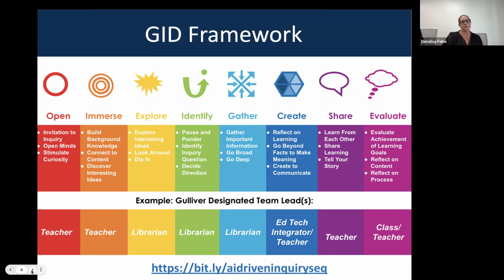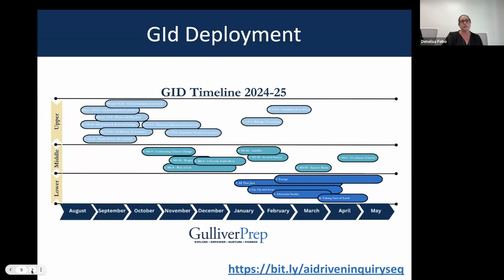And so through this GID framework, we were able to deploy it in our upper school, in our middle school, and our lower school. So at any given time in the school year, and that's what this graph is showing you, there's a GID unit happening in our social studies classes and in our science classes in the middle and the upper school. And in the lower school, it's by units, depending on what the teacher, or that group of teachers, felt was important to go through the guided inquiry and design process.